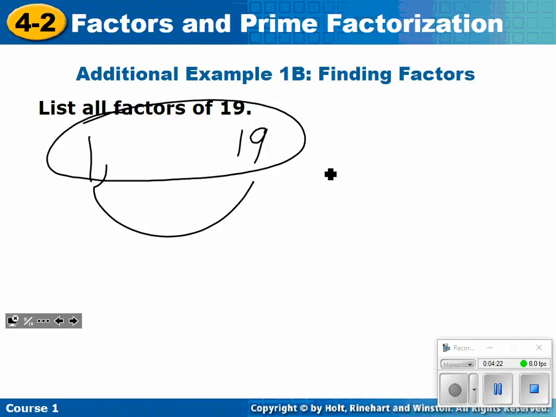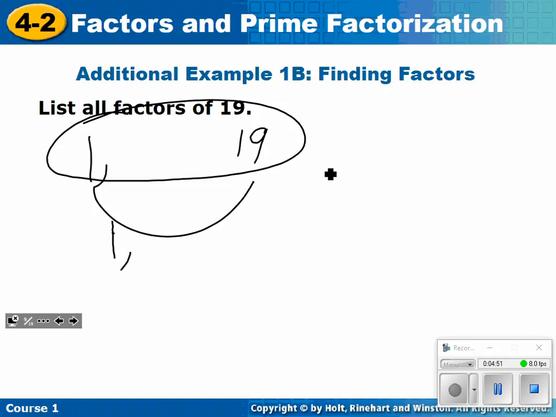Did you know that there's a special name for a number that can only be divided by itself and 1 evenly? Do you know what it is? It's called a prime number. A prime number. So let's list a few prime numbers. 1 is prime.